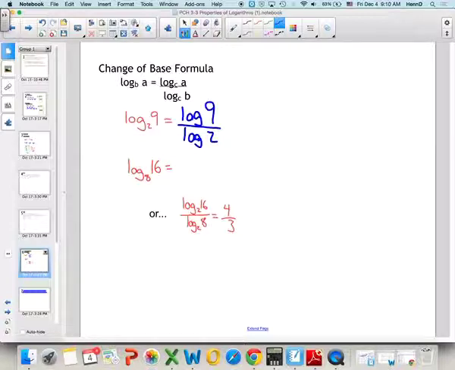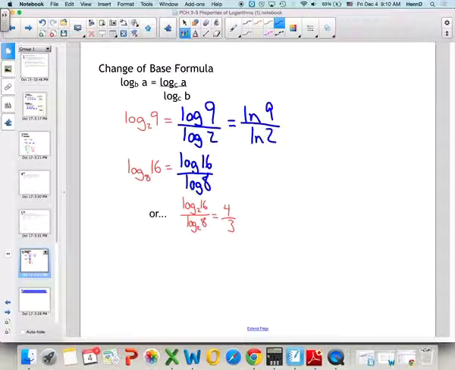Now, the cool thing about this is it doesn't matter what you plug in for your base. We could have also written this as the natural log of 9 over the natural log of 2. Okay? So you can change the base by writing the ratio like you have it here. Here's another case. We could write this as the log of 16 over the log of 8. Punch it into our calculator and get a result.